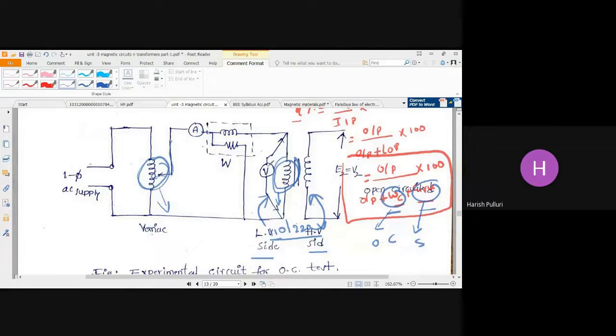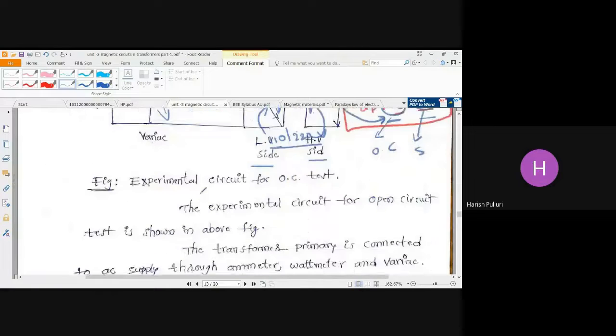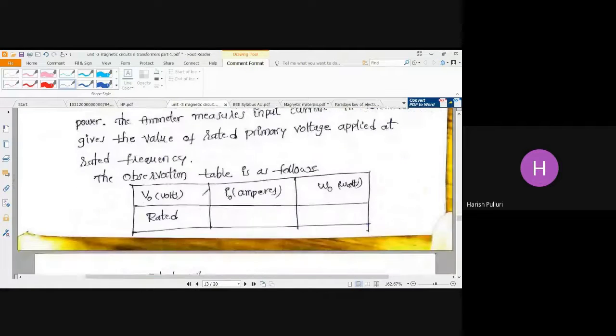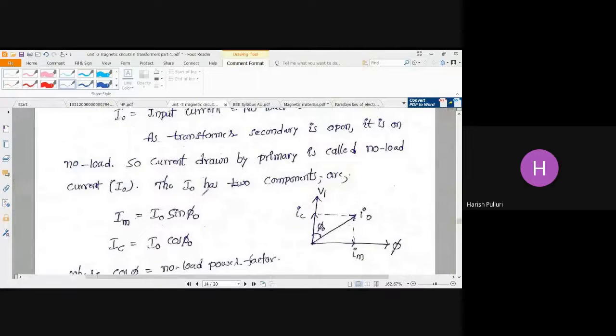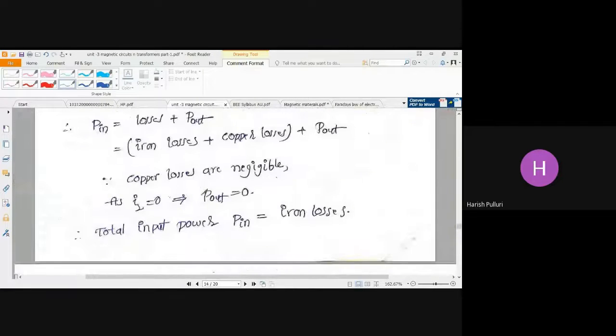At that time, I take all these meter values: ammeter, voltmeter, and wattmeter. This wattmeter measures the power. Whatever this wattmeter shows is the constant loss or core loss value. So from the open circuit test, this is how we get this loss. Clear? This is the open circuit test. Here I think we have written some procedure as well, the same concept I explained here. That is sufficient.